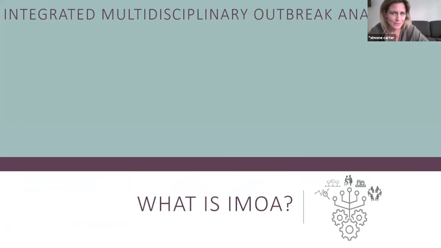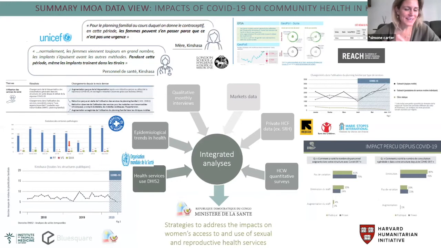And so what is IMOA? I will come to why this all matters for epidemiology. When we look at what is IMOA, so that's Integrated Multidisciplinary Outbreak Analytics. This is kind of an image of how it all looks together. So what you see here is just an example of all the different data sources that we look at of the impacts of COVID-19 on community health.